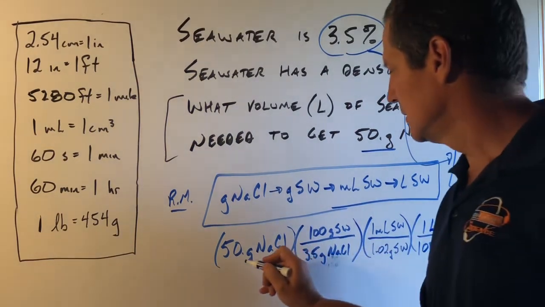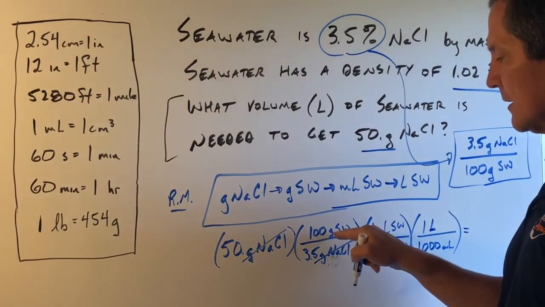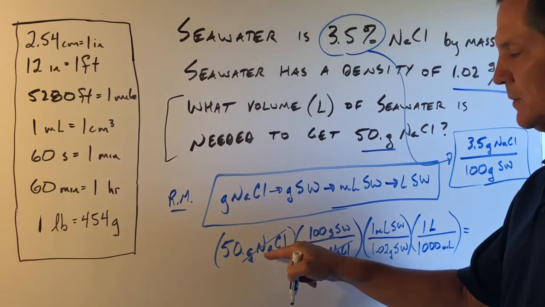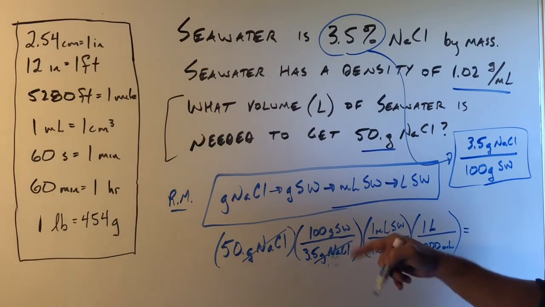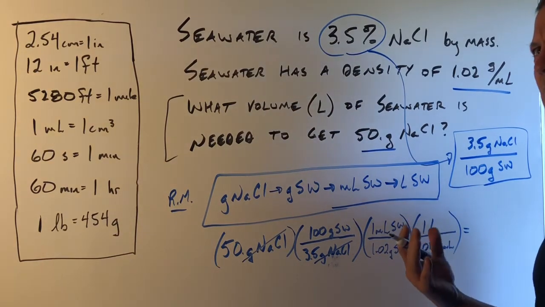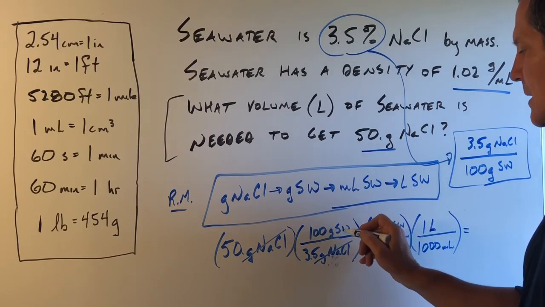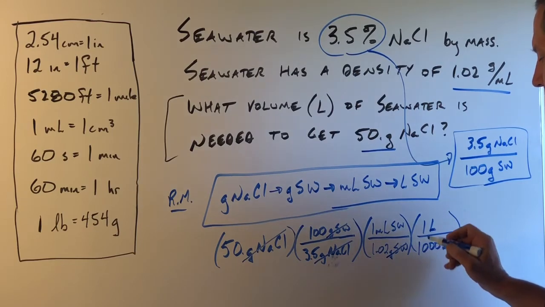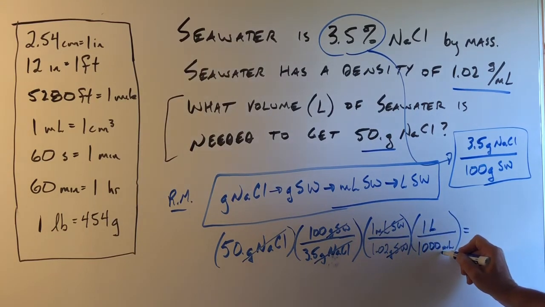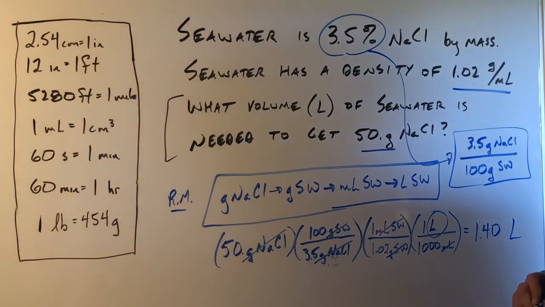Go through and check the units. My grams of sodium chloride cancels my grams of sodium chloride. I don't want to cancel grams of seawater with grams of sodium chloride, right? I got to be specific about those units. This process eliminates that guesswork of, oh, do I multiply by the percentage or divide by the percentage? All right, so my grams of seawater at this step converts to mils of seawater, and of course my mils converts to liter in that last one. I'm left with liters, and it's 1.40 liters.